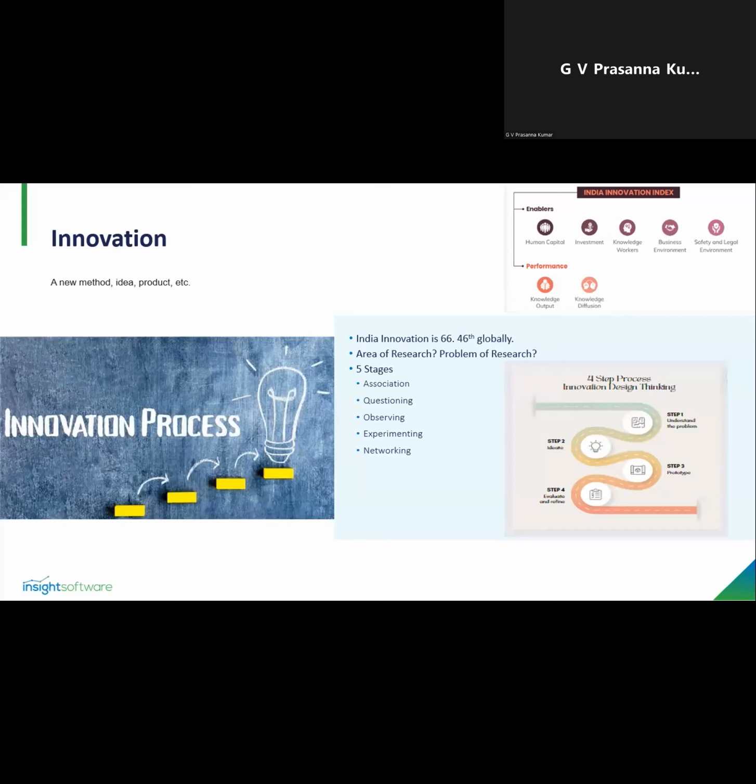Now, after understanding the problem, what would be your idea? Where you want to implement it, how you are solving the problem, that comes as your idea. Then prototype, as I said, experimenting leads to the prototype. A prototype is something like a proof of concept which we will be developing to demonstrate your idea. Then finally evaluation and refinement. Evaluation and refinement is something like a quality check, where you'll be showing the proof of concept.